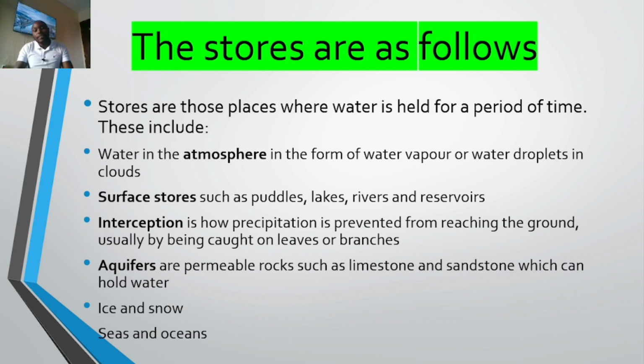Then we have also seas and oceans. Those are the stores in the hydrological cycle. So when you are asked what the stores in the hydrological cycle are, talk about all these things. We have ice and snow, we have seas and oceans, we have aquifers, we have interception, we have surface stores, we have water in the atmosphere, or you can even say clouds, or the atmosphere itself. That is it, guys. Those are the stores in the hydrological cycle. It's not that hard. It's not like rocket science. Just so easy. Geography is so easy, guys.